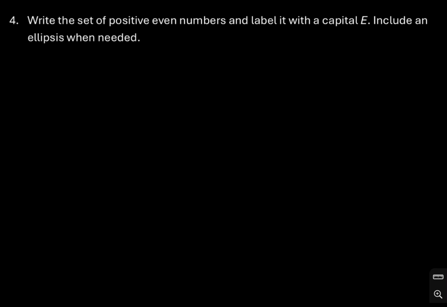So for this fourth lecture problem, it says write the set of positive even numbers and label it with a capital E, include an ellipsis when needed. So our set name is going to be E, and we're going to open up our set. Our elements are going to be positive even numbers, so numbers like 2, 4, and 6. Remember, we're not going to include 0 because 0 is neutral. So 2, 4, and 6, and positive even numbers are going to go on all the way to infinity. 8, 10, 100 million, 1 billion, and so on. So it is going to reach infinity.